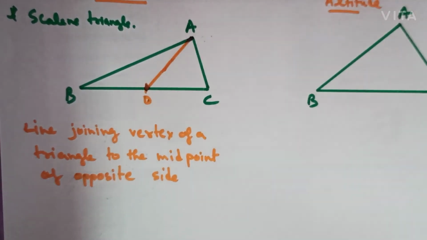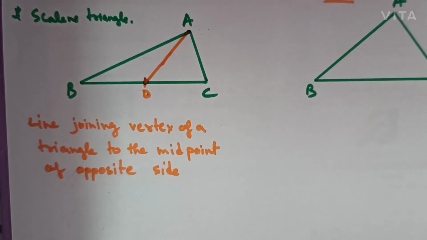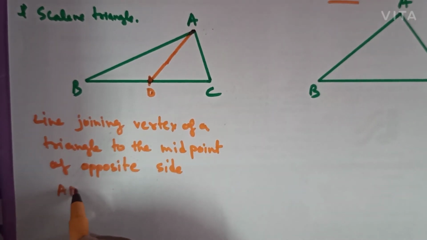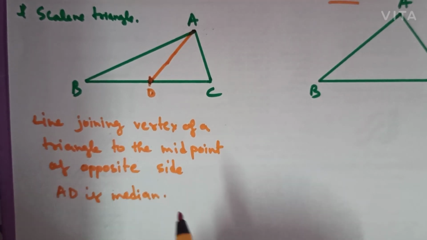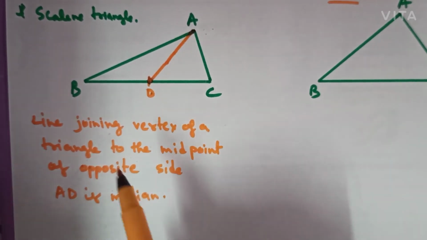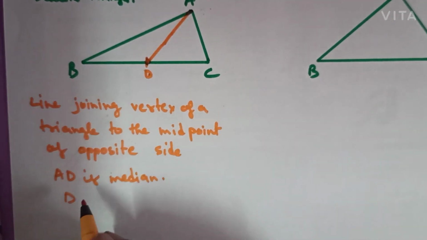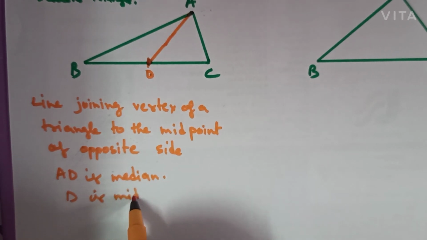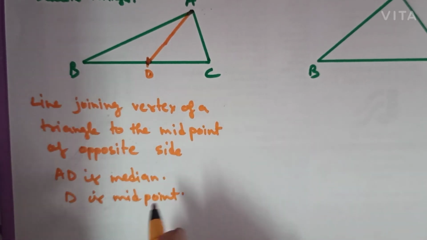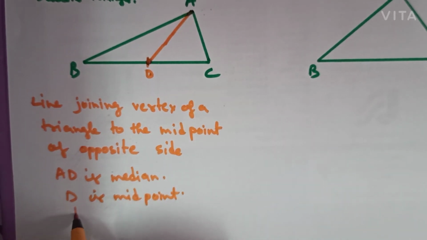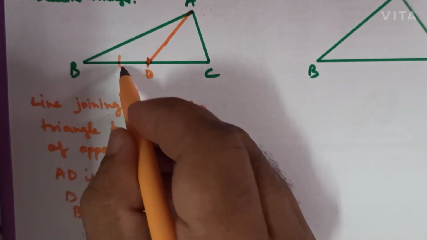Hope you have understood. So AD is the median. We can write AD is the median of triangle ABC, and since D is the midpoint, and if D is the midpoint, we can also say that BD is equal to CD. This side is equal to this side.